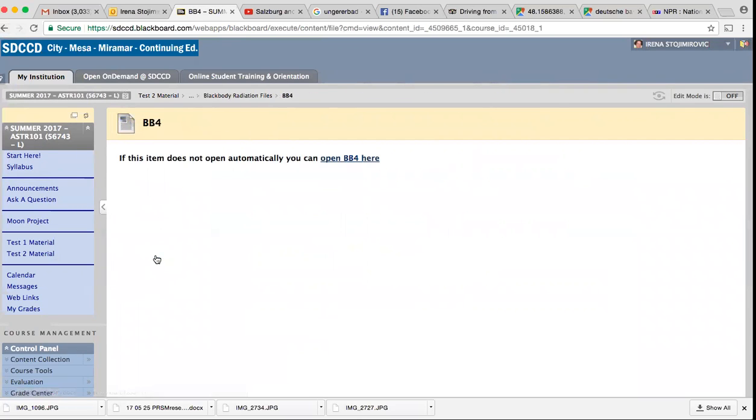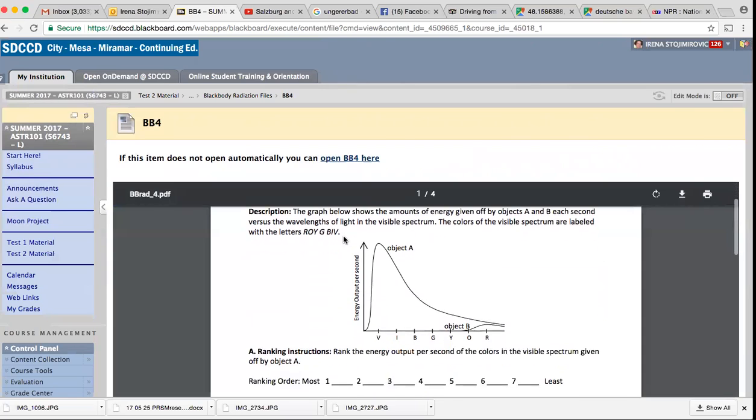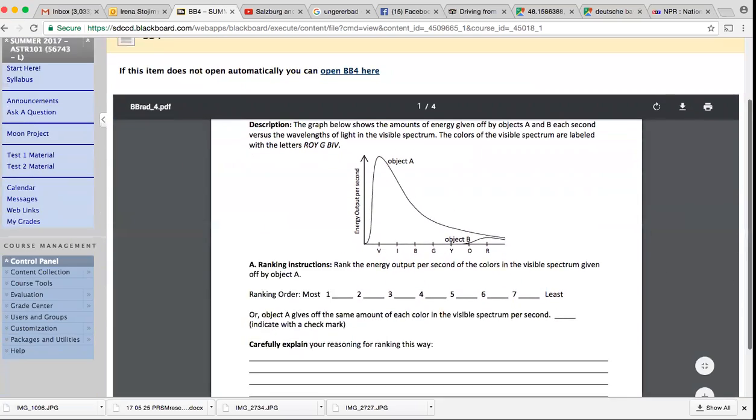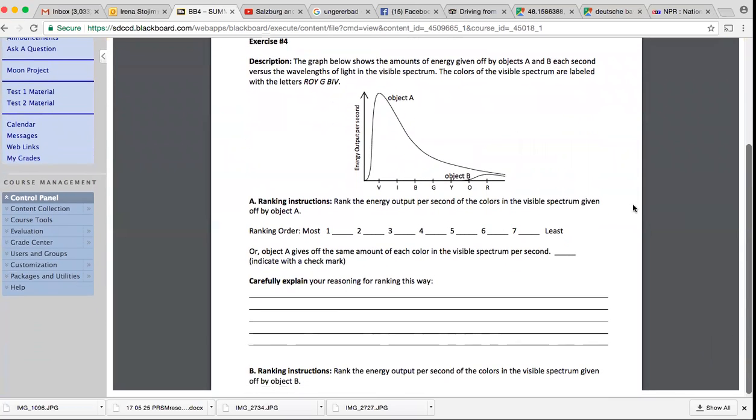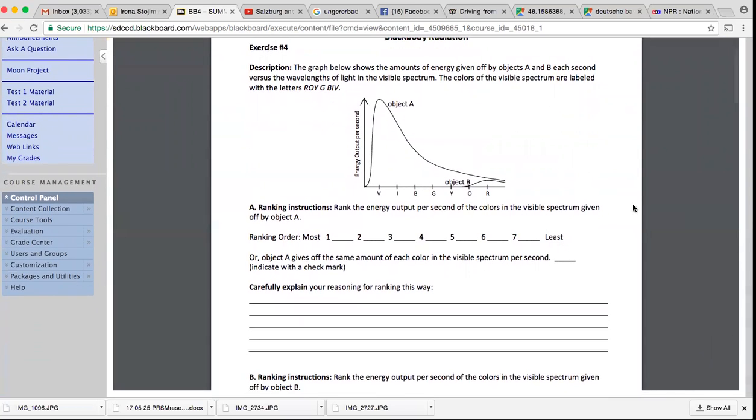Okay, so here is B4. How about these two? Okay, so for object A, obviously it peaks at violet, so then it goes down from there. And object B peaks at red. And then I guess it would go the opposite direction, even though there's more red, right?